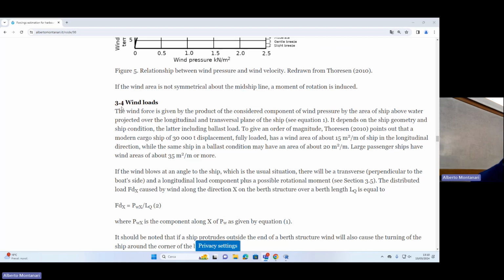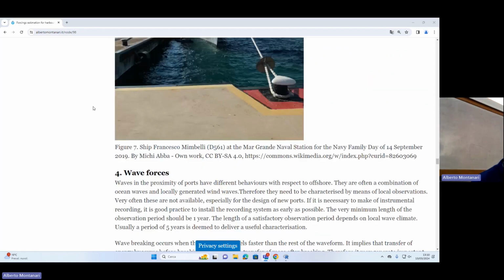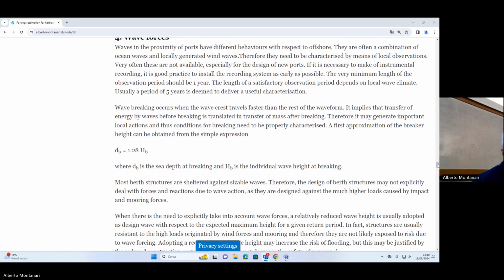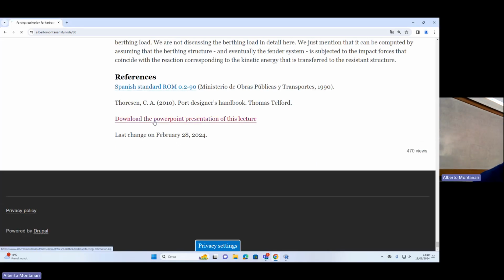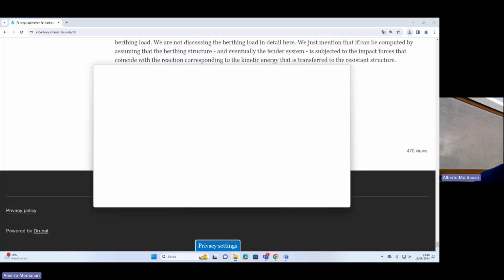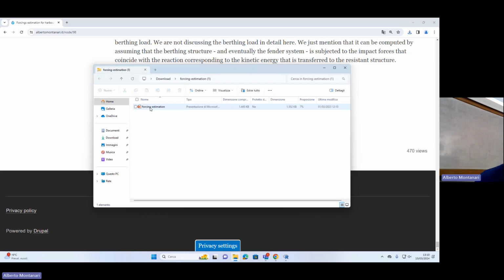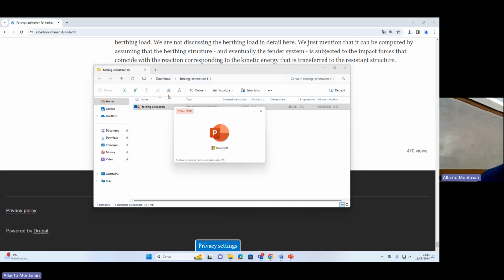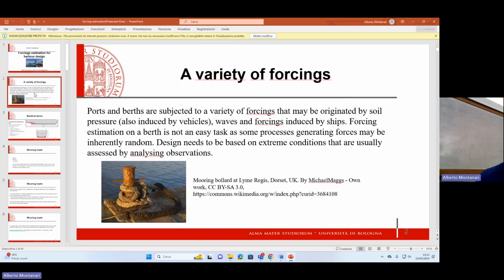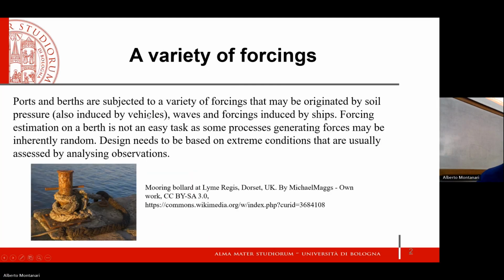Let me open the PowerPoint now, because this part here is better if I use a slide. So basically now, after having computed the overall wind force over the ship, let's try to better understand how this forcing over the ship is transmitted to the bollards. Of course, the ship is moored to several bollards. So this is a bollard, just to give you an idea. And there are the mooring lines, of course, that transmit the forcing to the bollards.